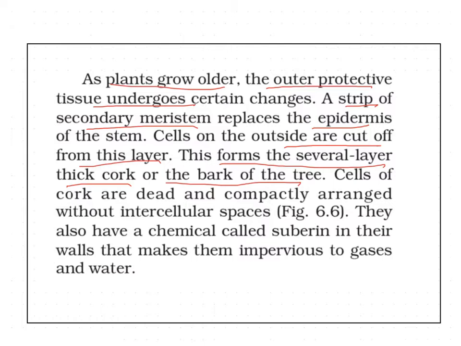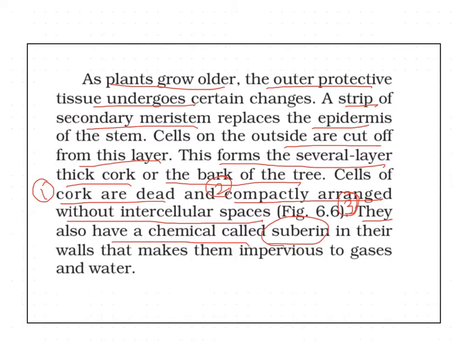So as I told you, these cells are dead. They are compactly arranged. So cells are dead. This is a very important point. They do not have intercellular space between them. Okay? They are continuous with each other. And third very important point: they contain a chemical which is called suberin. इनके अंदर एक chemical present होता है जिसको हम कहते हैं suberin. Okay? We call it suberin.